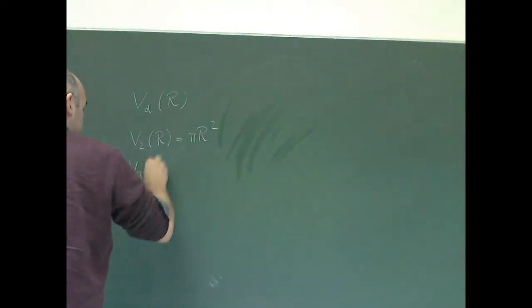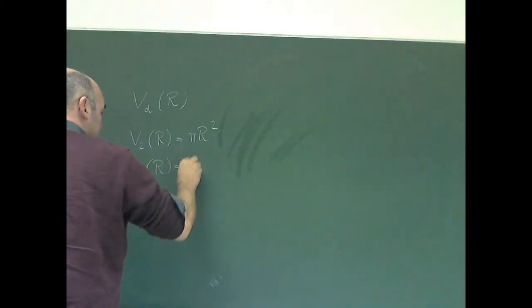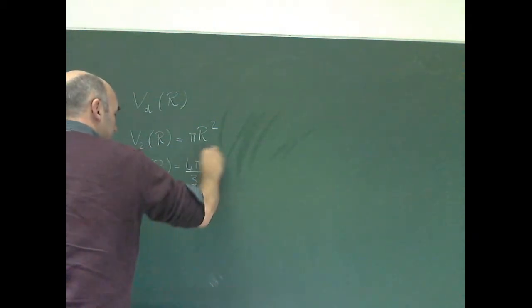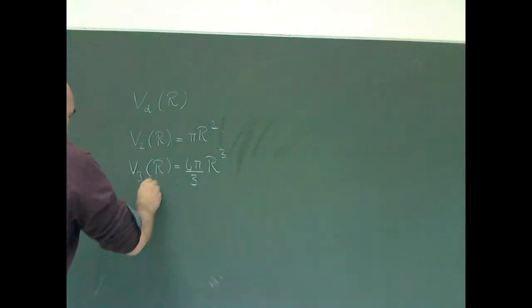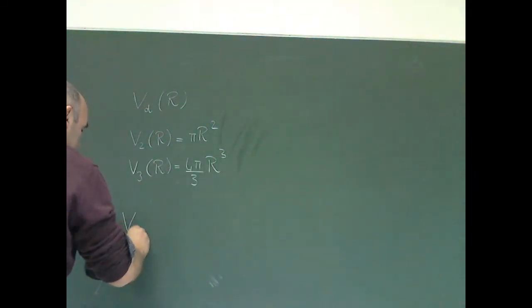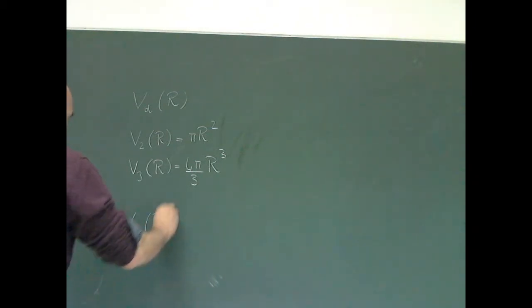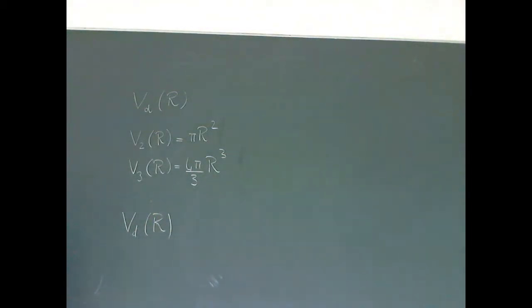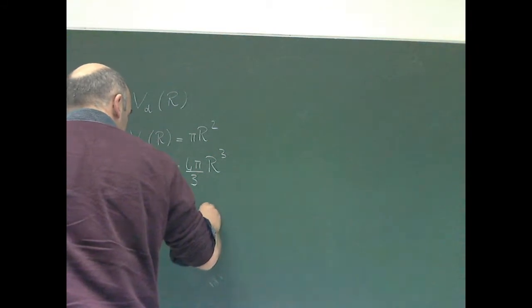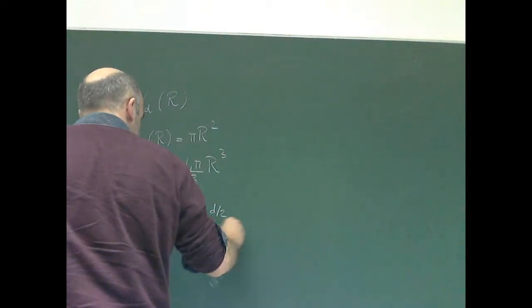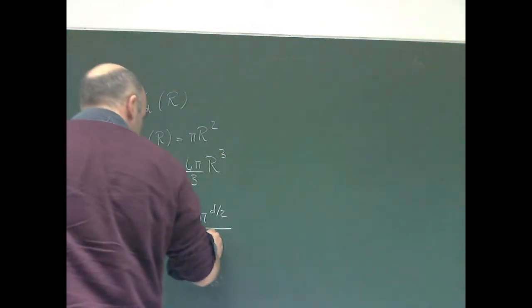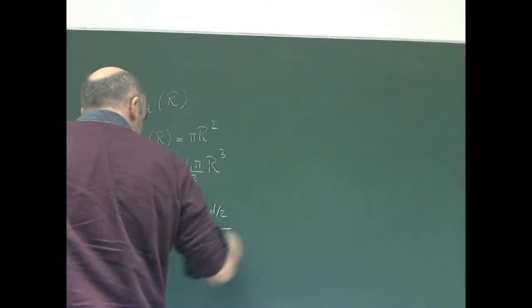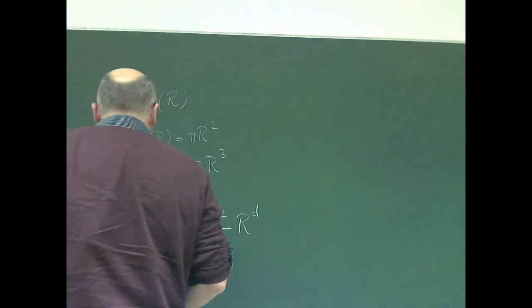We know V3 of r, which is 4 pi over 3 r to the third. And the question is, what is V_d of r? What is this quantity? We are going to show that this quantity is equal to pi to the power d over 2, divided by (d over 2) factorial, multiplied by r to the d.